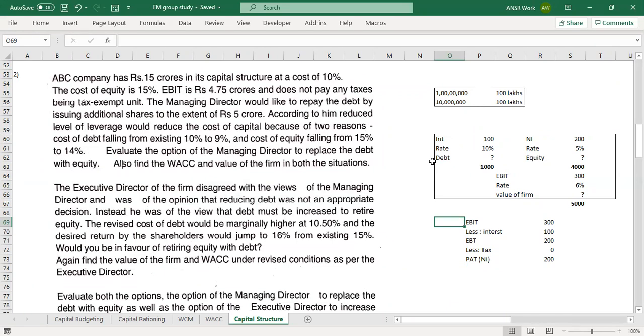100 by 10%. Do that calculation on a calculator or maybe Excel. 100 by 10% comes to 1,000. 1,000 is the correct answer.